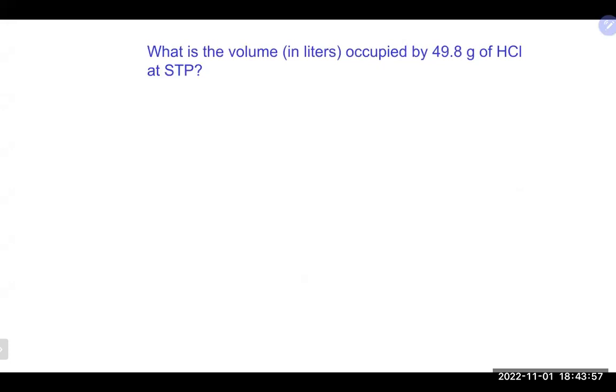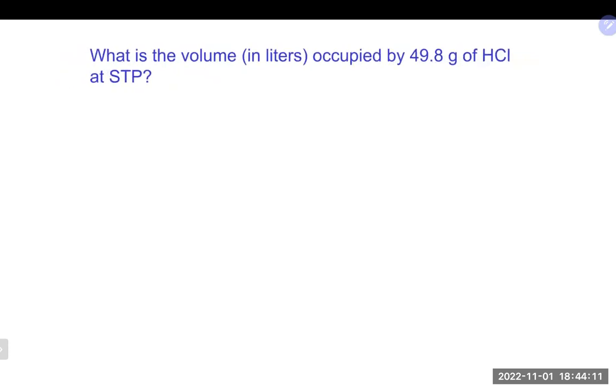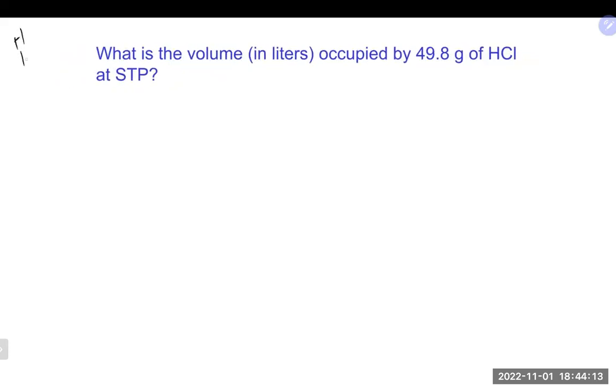All right, so I want to try this one. What is the volume in liters that's occupied by 49.8 grams of HCl at STP? So hydrogen is 1.008 and Cl is 35.45.